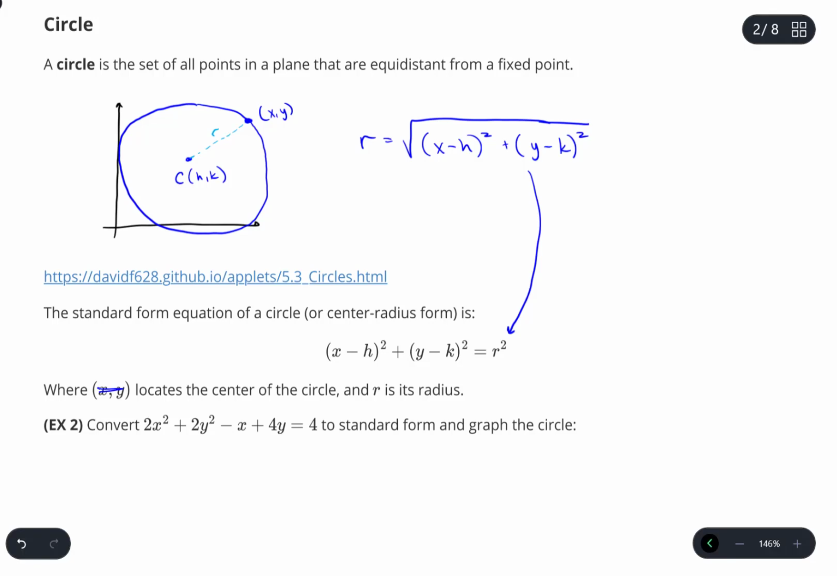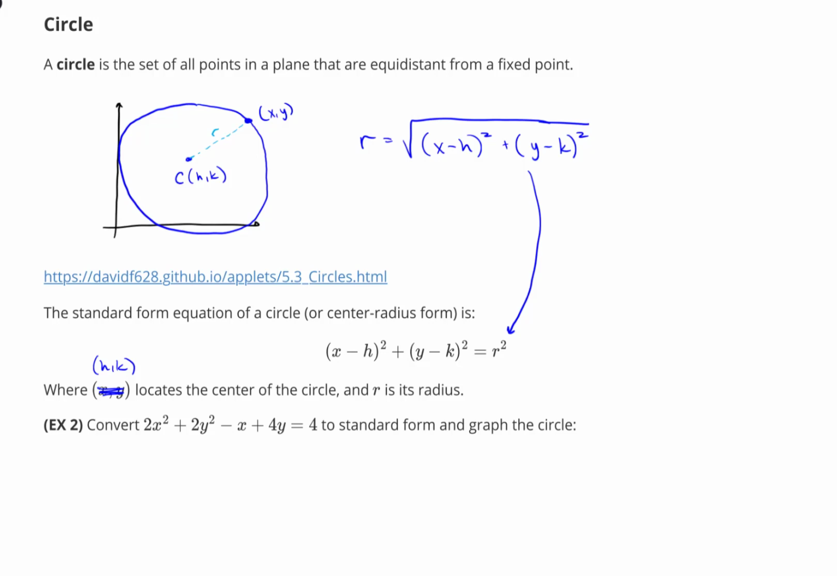Sorry, this is labeled incorrectly. So h and k is the center. x and y are just some points that exist on the circle, and r is the radius. For the most part, when it comes to dealing with circles, there's not much we're going to do, but there is one important process that you need to be comfortable with, and that is converting from general form of a circle into standard form.